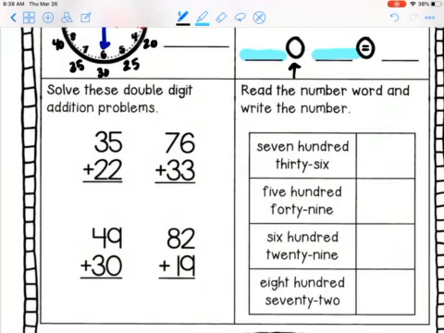And then down here we have to solve the double-digit addition problems. You all should be pros at that by now. Set up your hundreds, tens, and ones, and use your base 10 blocks if you need to on another piece of paper. If you want to stack it here, that's great too.